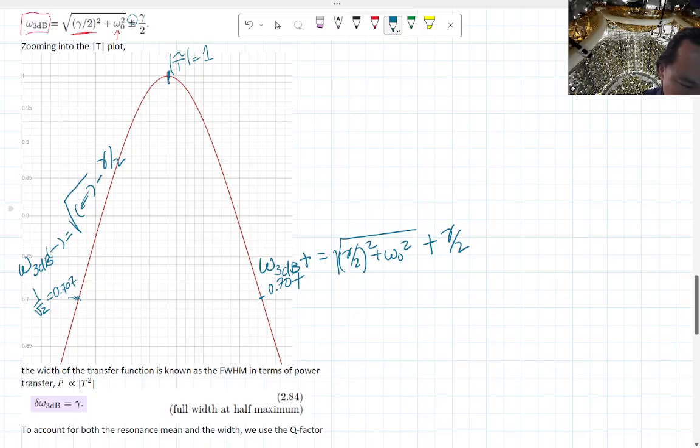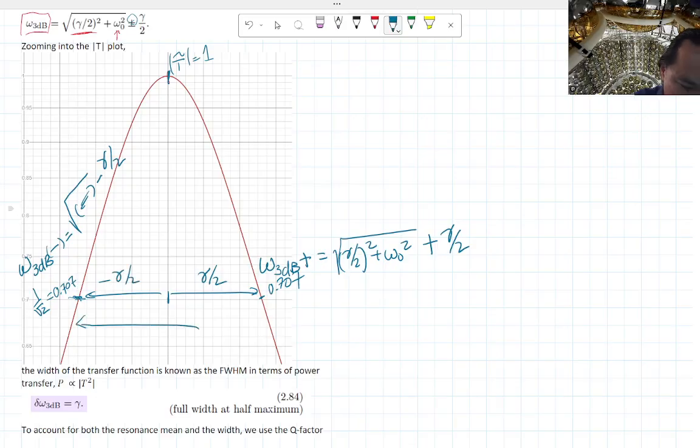Because you can figure out where the omega 3 dB point is by literally figuring out where your resonator goes down by a factor of 1 over square root of 2, either on the positive side or the negative side. You can physically just measure this in a lab if you want. So going from the center to out here, the width to go out that far is gamma over 2. To go to the negative side, it's minus gamma over 2.